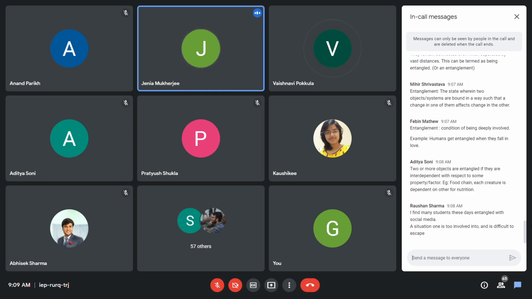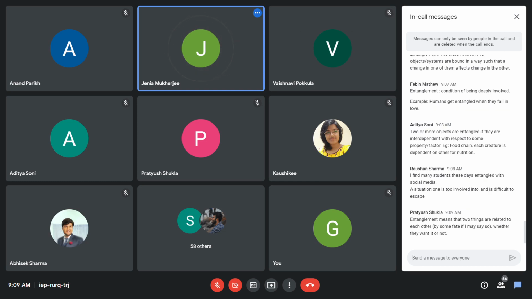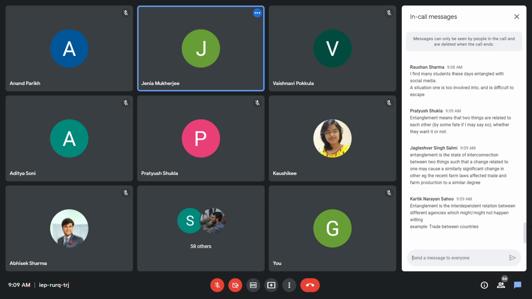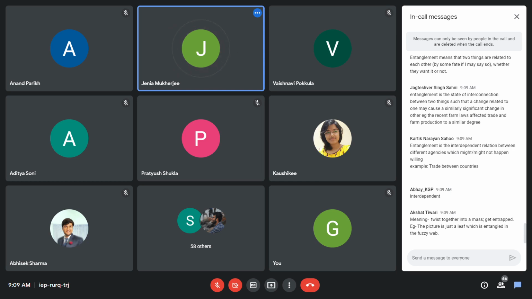Right, ma'am. Yes. So two or more objects are entangled if they are interdependent. Food chain, each creature is dependent. Yes. Right. So more or less, all of us are on the same plane. Interconnection. Yes, change can affect the entire system.